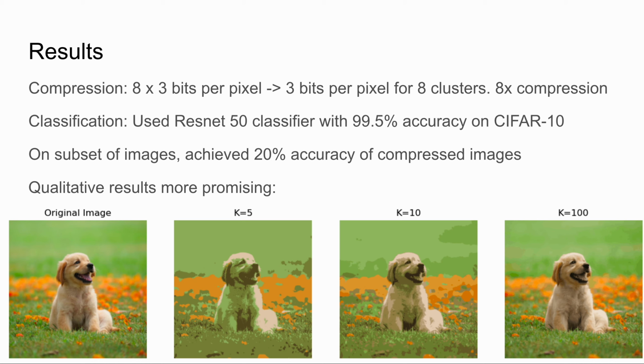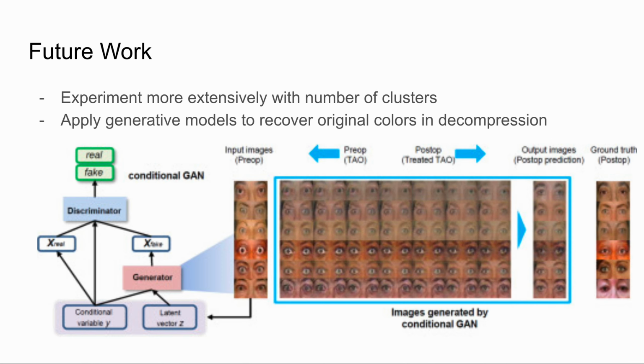As you can see, we're able to get some pretty high fidelity results of the original image with different numbers of clusters, even as we don't sacrifice too much in terms of compression factor. And in future work, we want to experiment more extensively with the number of clusters that we use in order to see if we can improve upon the fidelity of the original image.